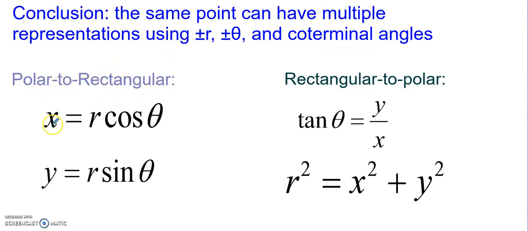Polar to rectangular, we want to know our relationship x equals r cosine theta and y equals r sine theta. Rectangular to polar, tangent of theta is y over x, and r squared equals x squared plus y squared. All of these are not new relationships. We know them all from right triangle trig. That's all we're doing here.